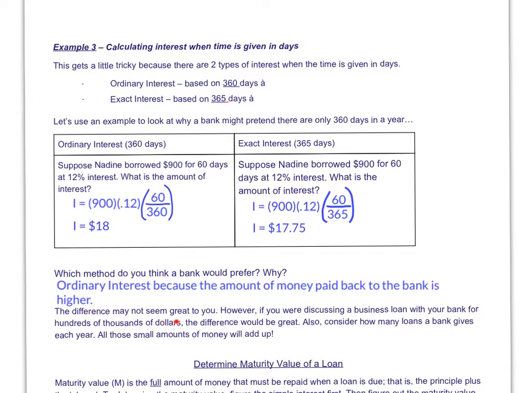So the difference may not seem great to you. However, if we are discussing a business loan with your bank for hundreds of thousands of dollars, the difference would be great. Also, consider how many loans a bank gives each year. All those small amounts of money add up to be a higher profit in the long run. So ordinary interest is preferred by banks.